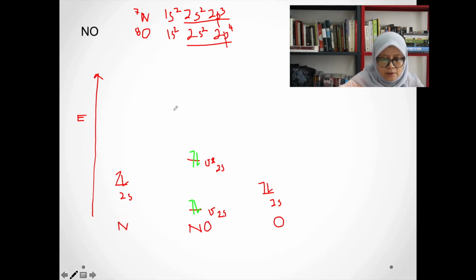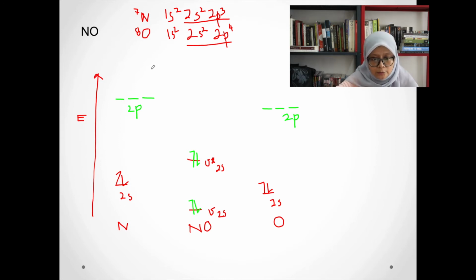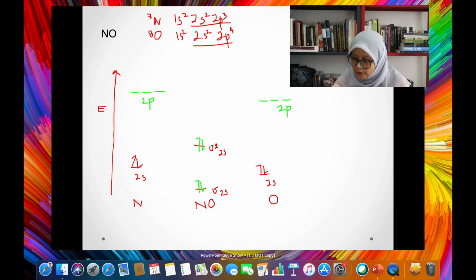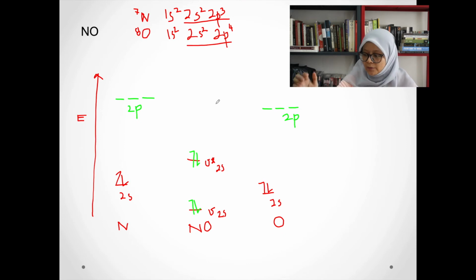Remember that nitrogen is more electropositive than oxygen, so it will have higher energy compared to the oxygen. So the 2p here, and then this is the 2p for oxygen. All the heteronuclear diatomic molecules follow what we call sp mixing. So you need to start with the pi.